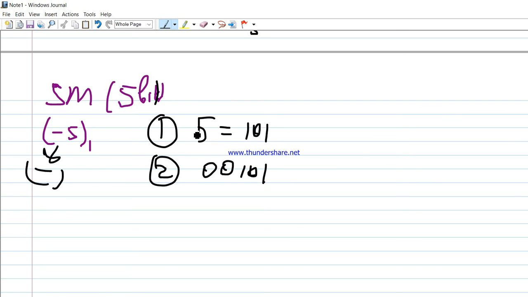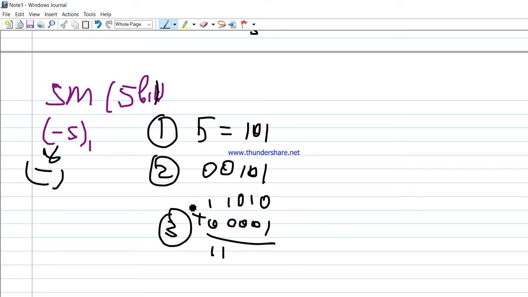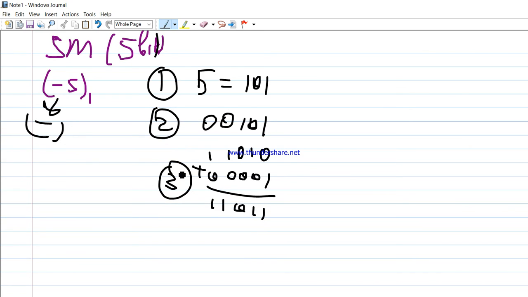Then we flip the bits, so 0, 0, 1, 0, 1 becomes 1, 1, 0, 1, 0. So we flip them, and step number 3 is we add 1 to the end, so it's 0, 0, 0, 0, 1. So we'll end up with 1, 1, 0, 1, 1. So yeah, that is the answer.